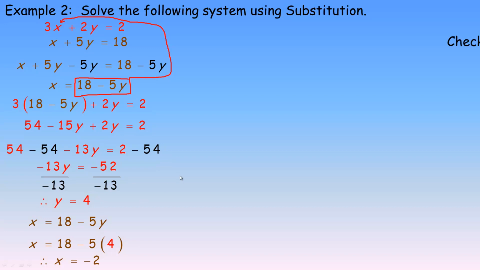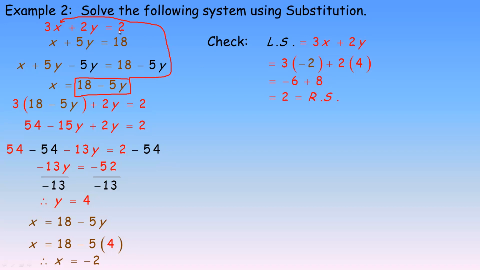So here's my check. 3x plus 2y is the left side of this expression, and when we put the negative 2 and 4 in, we should get 2. 2 is what's on the right side. So there's my left side expression. So the negative 2 is going to go in here, and the 4 for y. So 3 times negative 2 is negative 6, and 2 times 4 is 8. Negative 6 and 8 adds to 2, which is what's on the right side, so that's good.